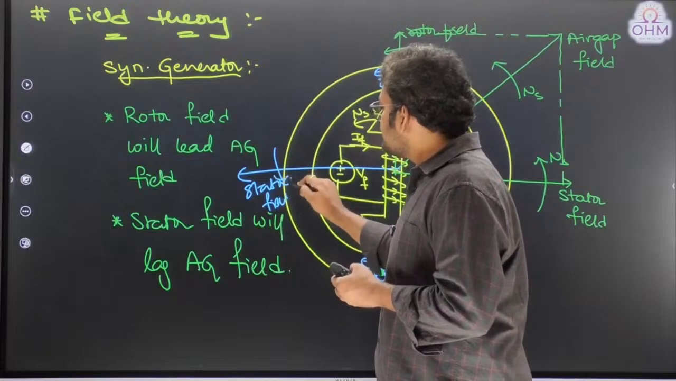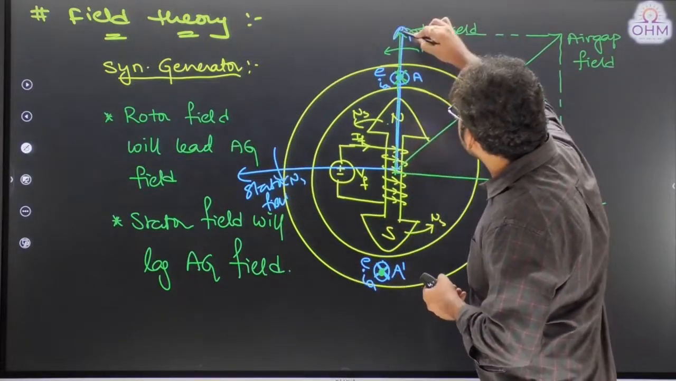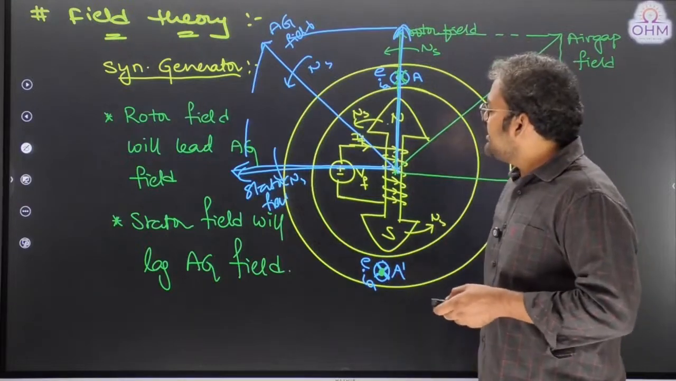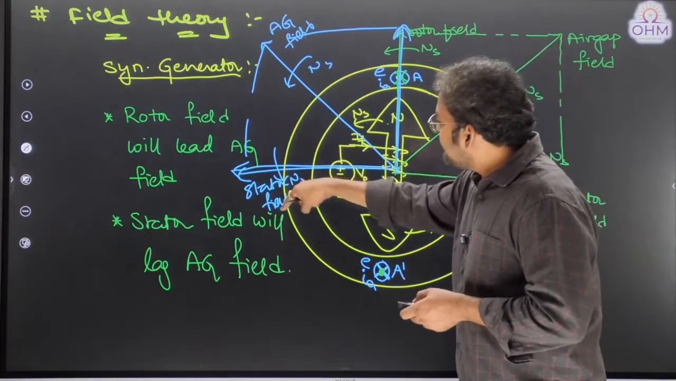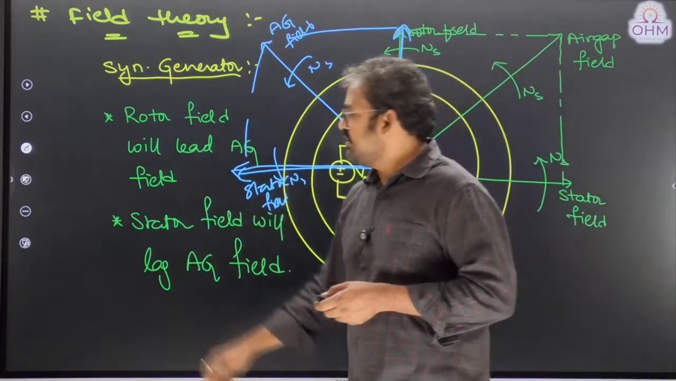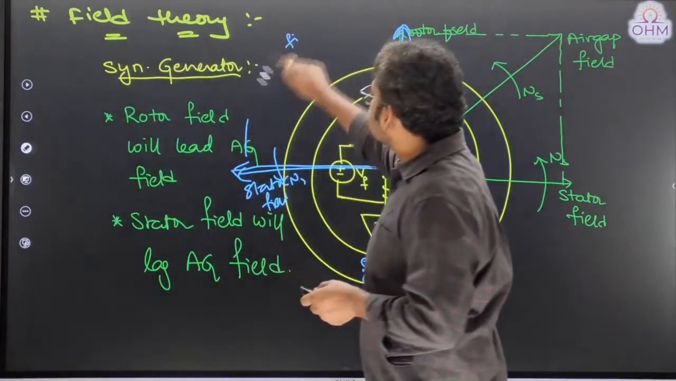Okay, rotating at synchronous speed. Rotor field will be at the same location. This is rotor field rotating at a synchronous speed. Now you tell me which field was leading and which field was lagging. Stator field is leading, rotor field is lagging. Exactly opposite to generator.